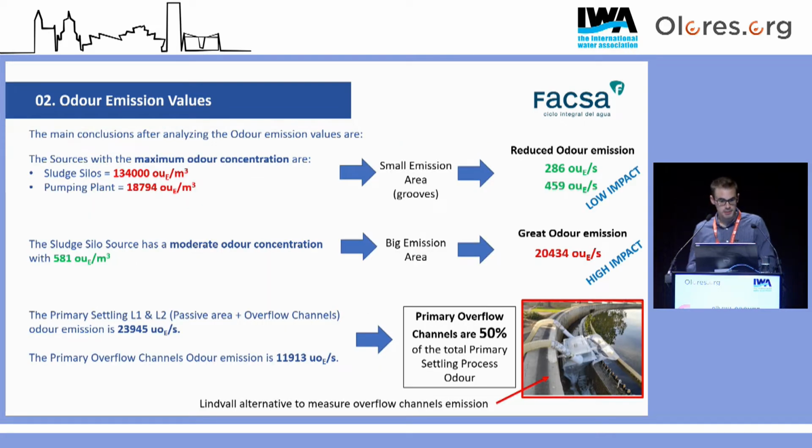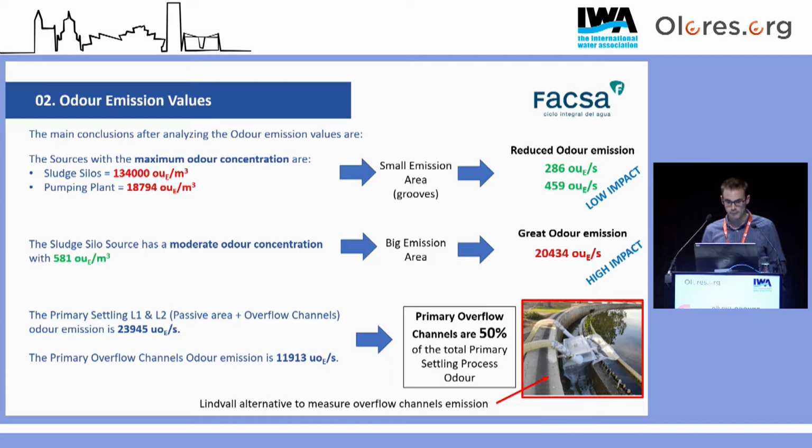If we analyze step by step all the parameters that we obtained from the olfactometry, we saw that the maximum odor concentration was in the sludge silos and in the pumping plant. However, these sources have small emission areas, so there was a reduced odor emission, and they have low impact on the total odor emission of the wastewater treatment plant.